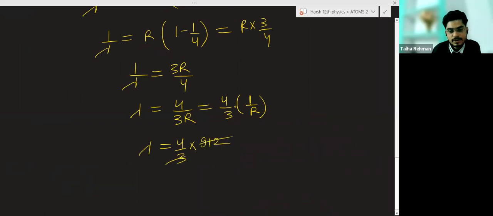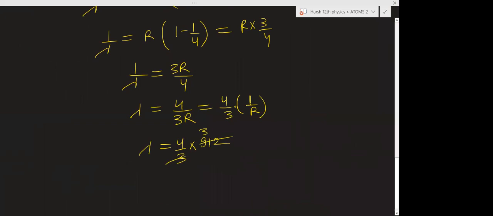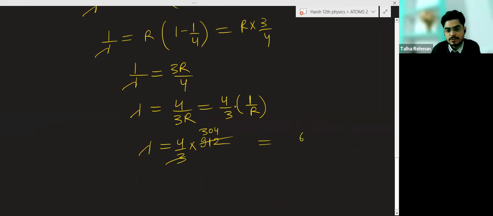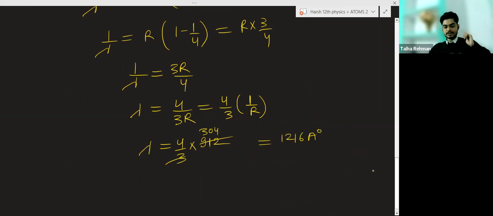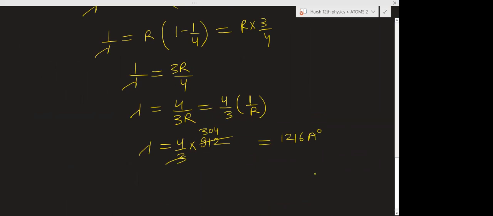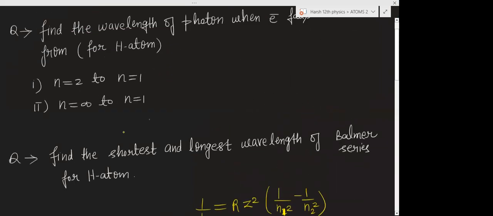Now, 3 times 4 is 12, so it will become 4 into 912 divided by 3, 4 times 4 is 16, 4 threes are 12. So 1216 angstrom will be the answer. So you will get the answer in angstrom.